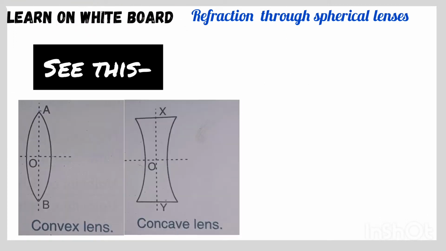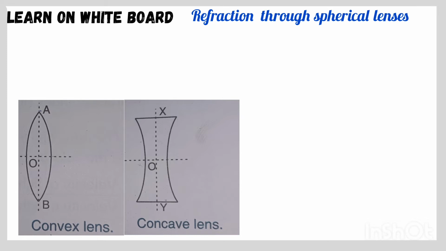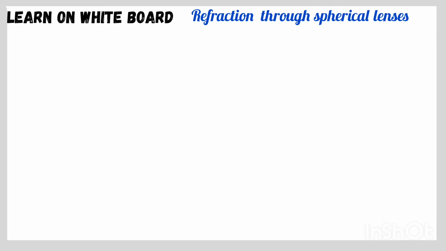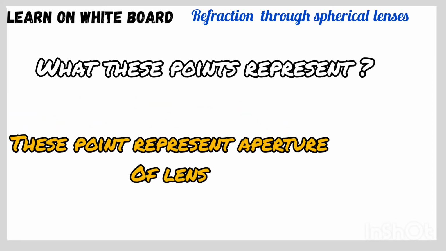See this: convex lens, concave lens. You can see O, the center of the lens, in these figures between A and B, and X and Y, in convex and concave lens respectively. You can also see points A and B and points X and Y written. What do these points represent? These points represent the aperture of the lens.